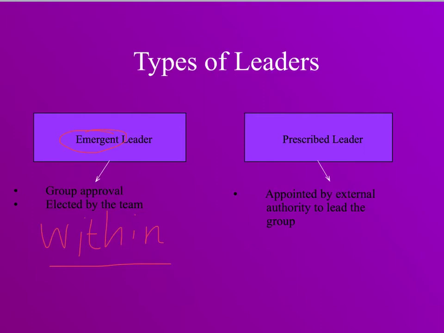You can see the other type of leader is prescribed. So a prescribed leader is appointed from outside. This is externally appointed, and they come from outside to lead.